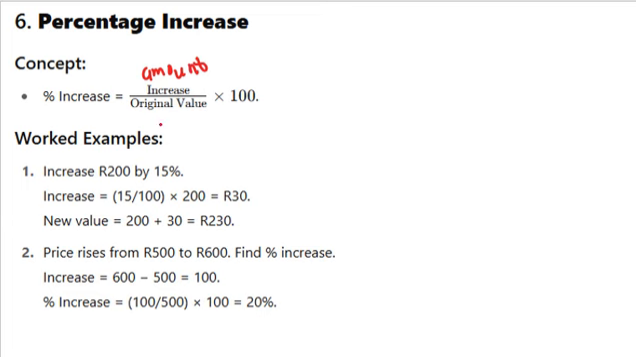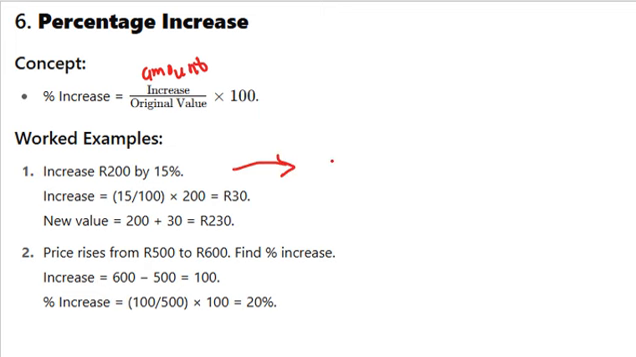So the first question says, increase 200 rand by 15%. First of all, to increase something, it means you add an amount upon that. Okay, that's what it means. But the question is, if they say increase 200 by 15%, what is that 15%? This is your question you must ask yourself. What is that 15%?